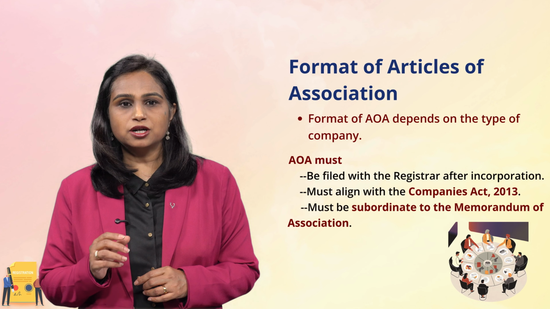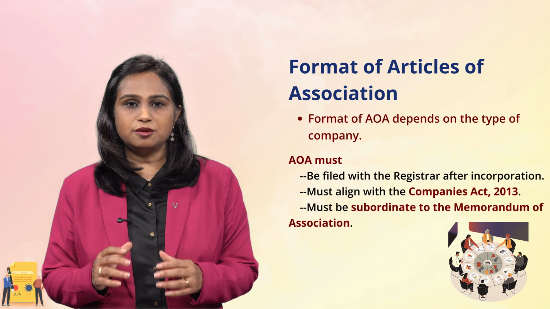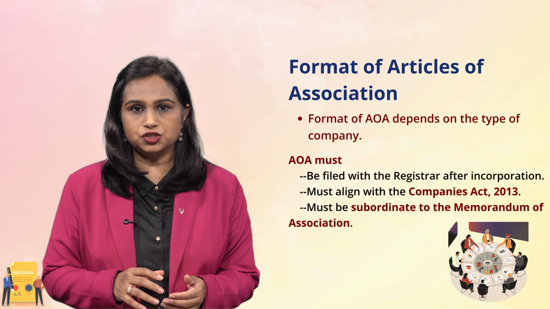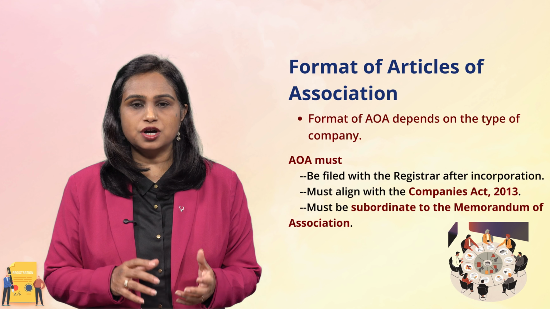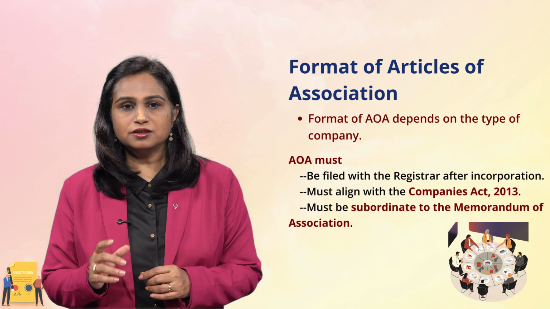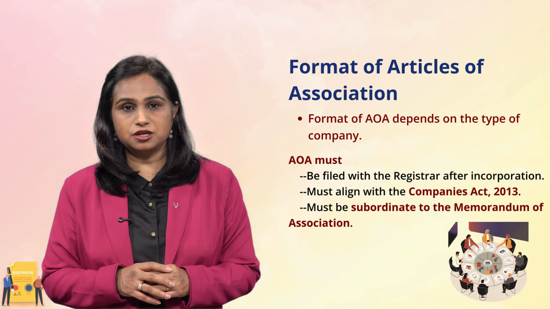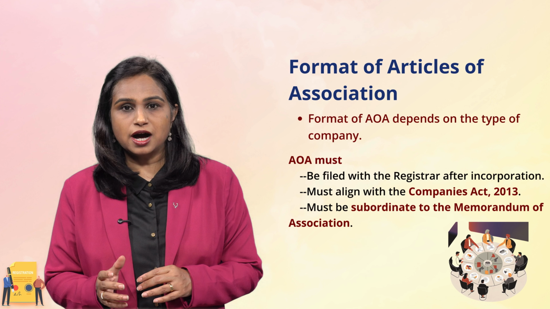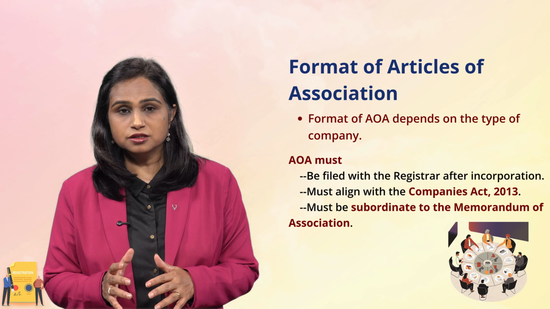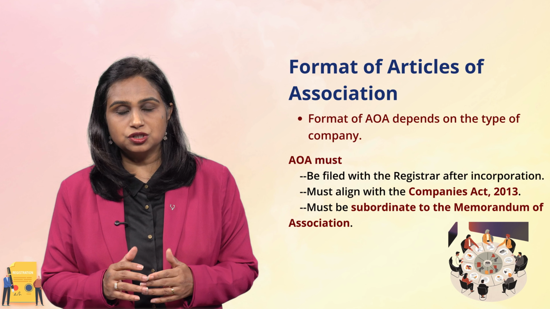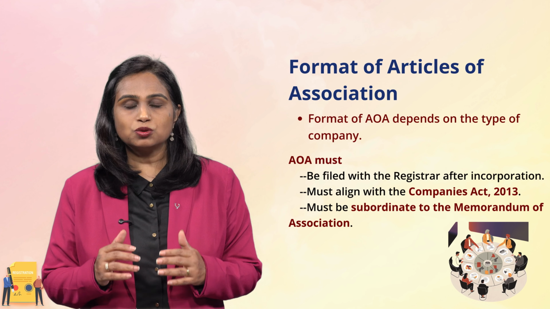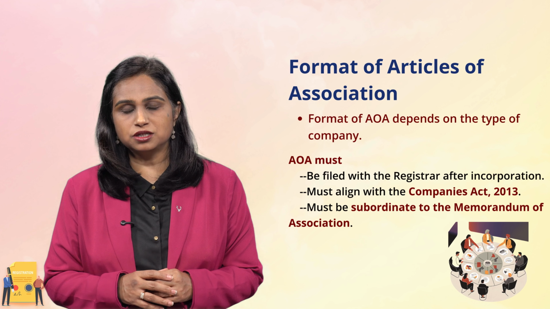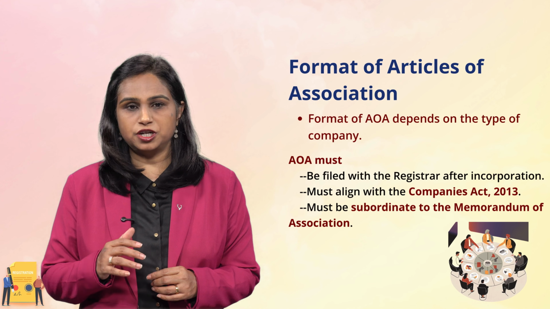The choosing of the format of the articles depends upon the type of the company. Once the article of association is prepared during incorporation, it has to be filed with the registrar of the company. While preparing the article of association, care should be taken to consider 2 points. That is, the articles of association align with the Companies Act, and second is that articles of association will remain subordinate to the Memorandum of Association. The Memorandum of Association is the supreme document and Article of Association is subordinate to it.